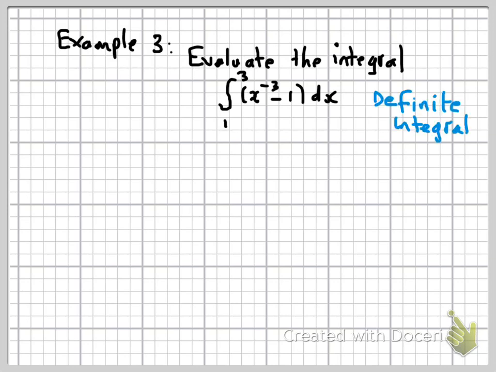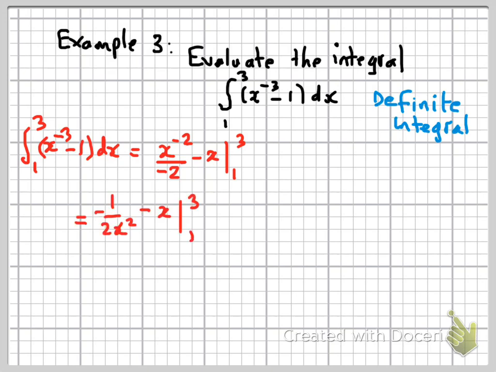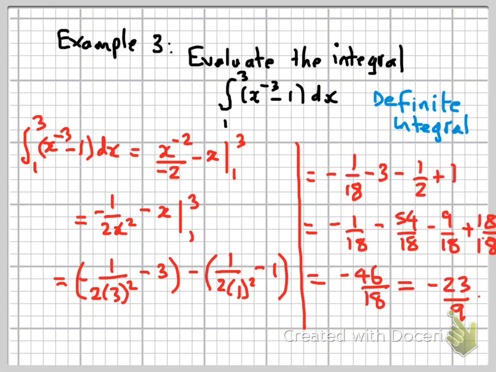So all we have to do is use our antiderivative the way we've talked about. It will be x to the power -2 divided by -2 minus x, and we are taking the boundaries from 1 to 3. That will give us -1/2x squared minus x from 1 to 3. I wrote it this way because I don't want to have a negative exponent for the variable, and so if you put the boundaries in, your result will be exactly negative 23 over 9 if you evaluate the integral from that point onwards.